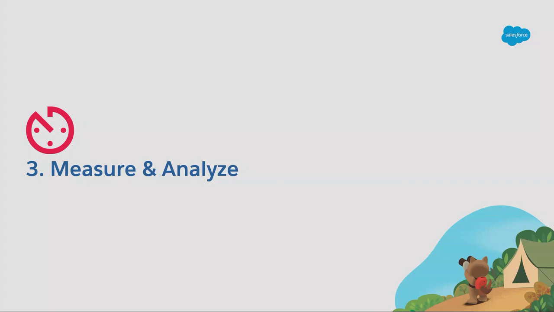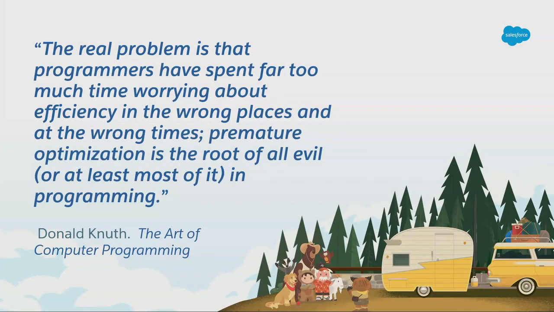Before I get into it, I have a quote from Donald Knuth that I really like. You don't have to buy into it, but I'll read it for you. The real problem is that programmers have spent far too much time worrying about efficiency in the wrong places and at the wrong times. Premature optimization is the root of all evil. I like that part. Or at least most of it in programming.